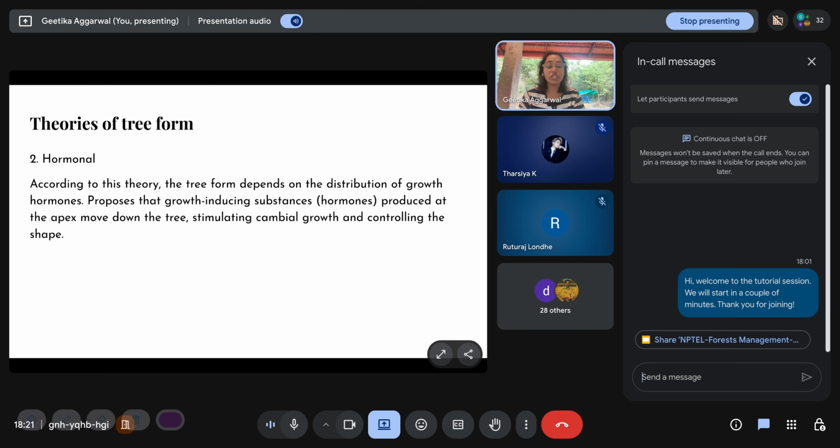So from the apex where the hormones are high, they get distributed downwards, and as they reach downwards, they start increasing the activity of the tissue in the cambial region, and that leads to the growth of the stem or increasing the girth of the tree. Okay, so both nutrients and hormones, when they reach downwards, that's how they will lead to an increase in the girth of the tree. So this is similar to the nutrient theory, if you notice. So that's what the hormonal theory says.